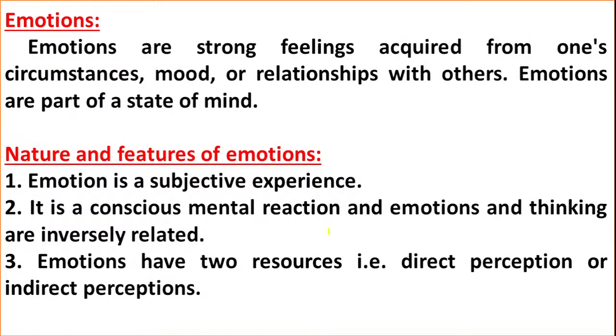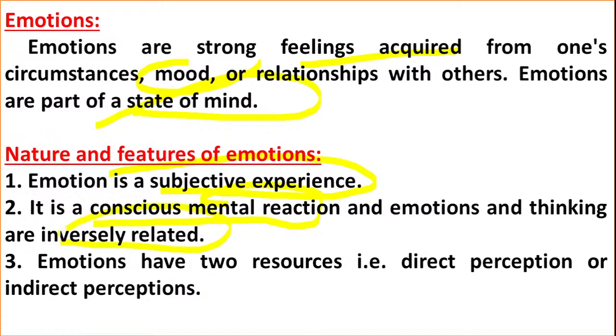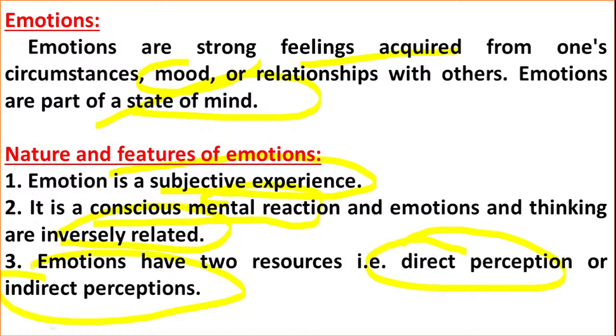The next one is emotions. Emotions are strong feelings acquired from one's circumstances, mood or relationship with others. And emotions are part of the state of mind. Let us see some nature and features of emotions. Emotion is a subjective experience and a conscious mental reaction. Emotions and thinking are inversely related. And emotions have two sources: direct perception or indirect perception.